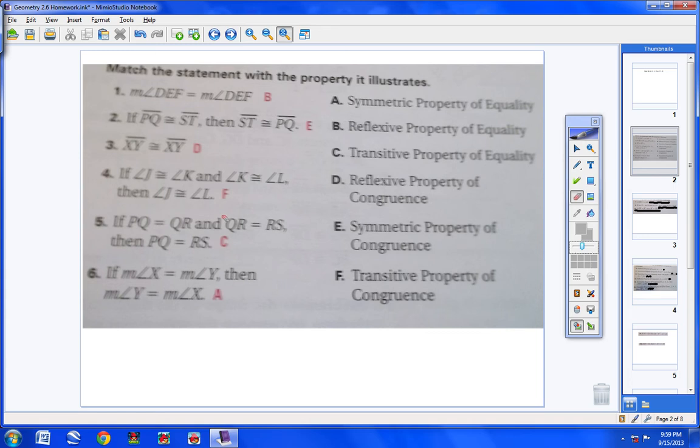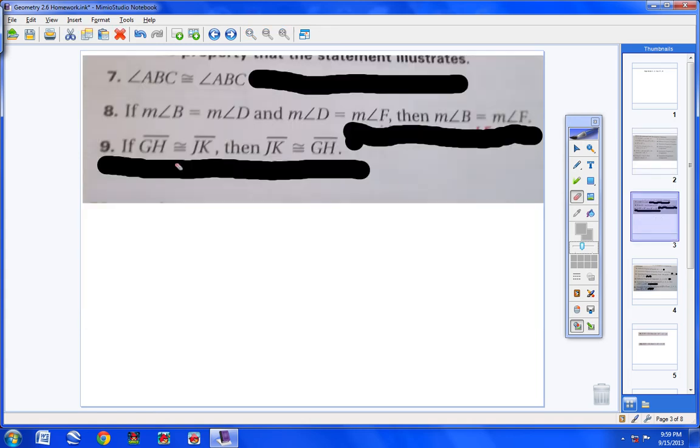Just a good review of the symmetric, reflexive, and transitive properties. Okay, numbers 7 through 8, the directions say for you to name the property that the statement illustrates. Okay, we have angle ABC is congruent to angle ABC. Now, first of all, it's going to be a congruence property because we have a congruence symbol. Now, would it be reflexive, symmetric, or transitive? Well, it would be reflexive, because whenever something is congruent to something and they're identical, then that's going to be reflexive. So it's the reflexive property of congruence.